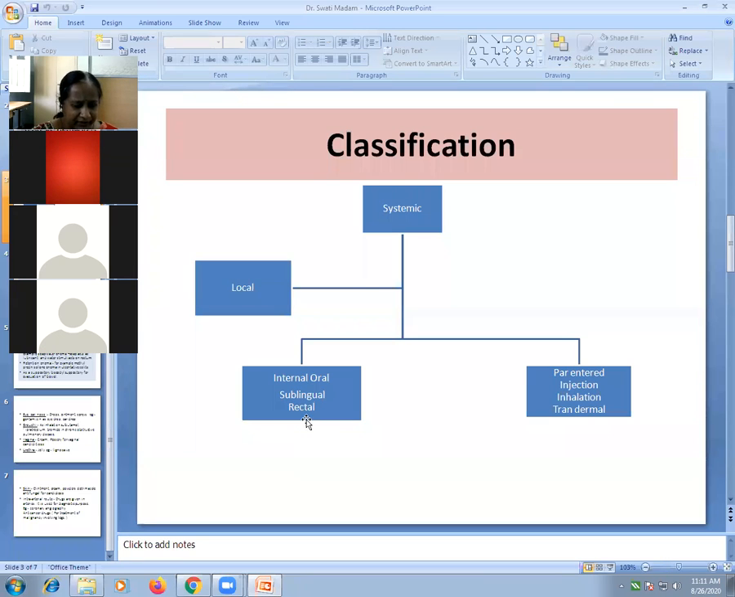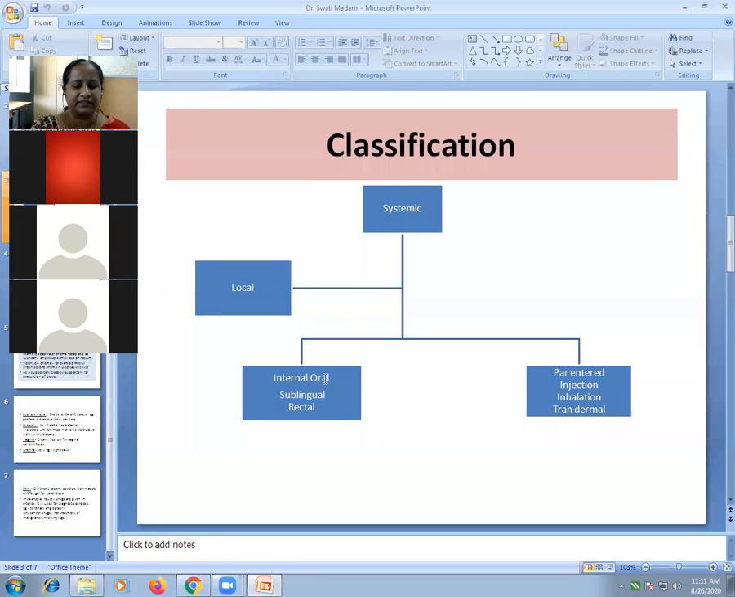Now the rectal route we have seen: evacuation and retention enema. This is about the oral route, sublingual route and rectal route. Enteral includes oral, sublingual and rectal.